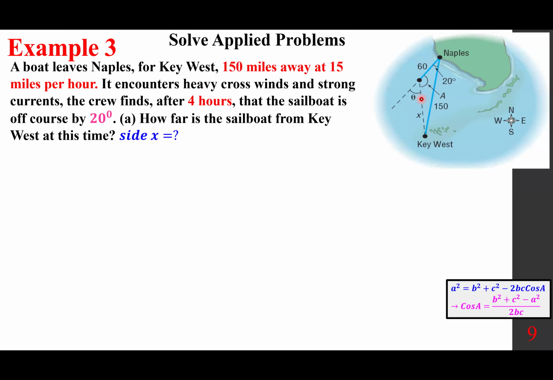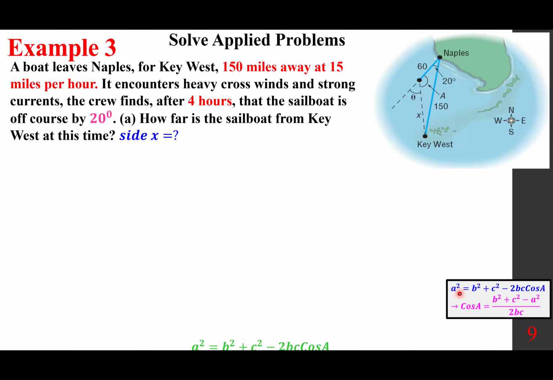So one more time. We want to move from here to here, Naples to Key West. We are going in a wrong direction by 20 degrees. 4 hours later, 4 times 15, 60 miles later, we notice that, and we want to go this way to Key West. The very first thing is we want to know what the distance is. If you look at this triangle, we have two sides, everybody, and the included angle, and we're going to use the cosine law.